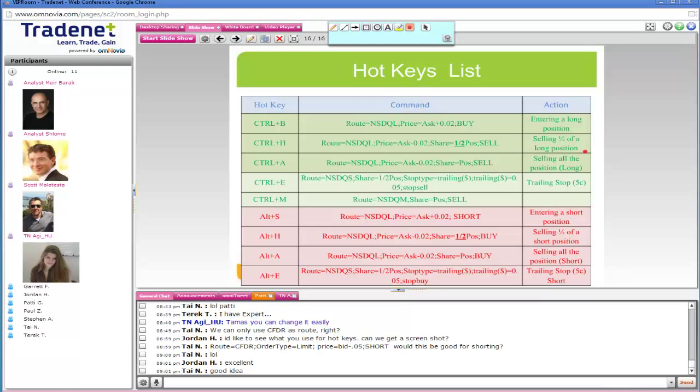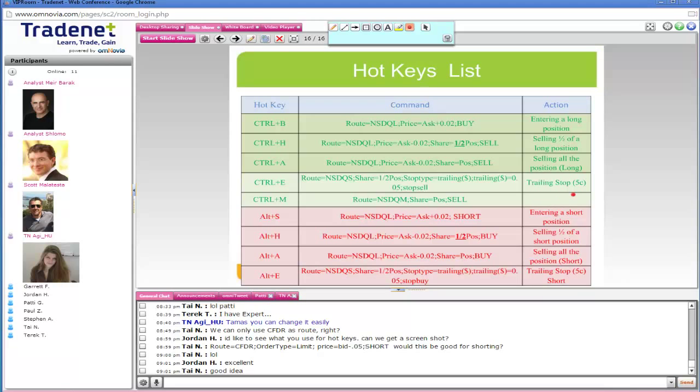Selling half of your long position. This is a very common, very useful command in order to take a partial. So route equals Nasdaq L, price equals ask minus 0.02, or you can also make price equals bid, so you are just selling to the best buyer. Shares equals half position, so you are taking just half of your position, and the order you want to send is sell position, and I assign Control plus H.